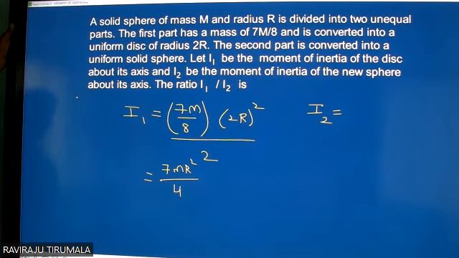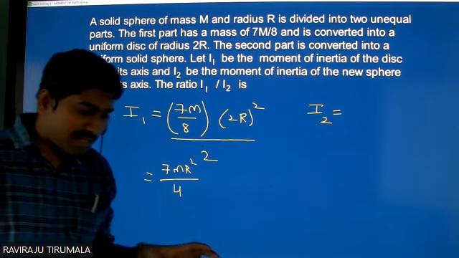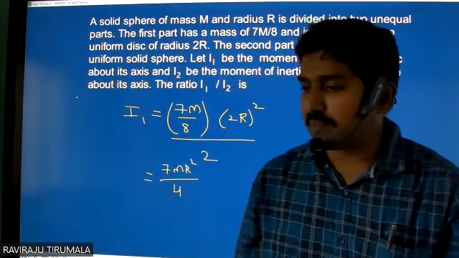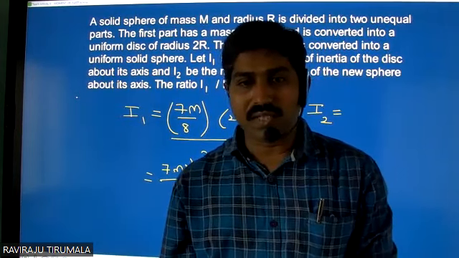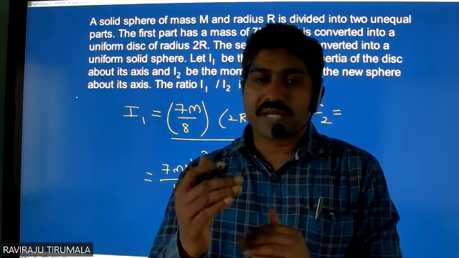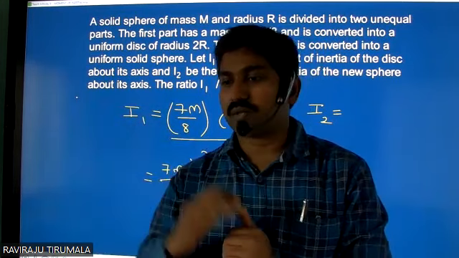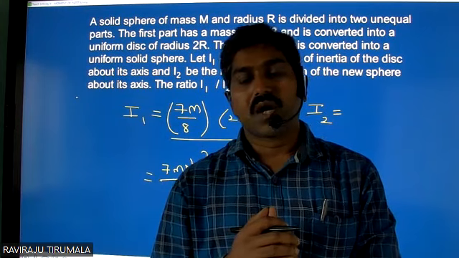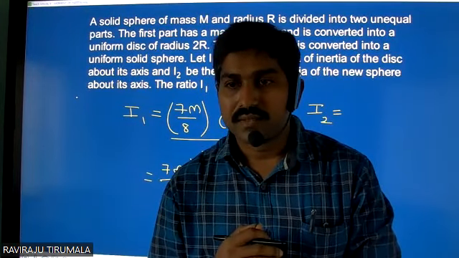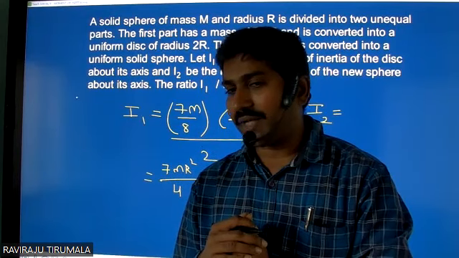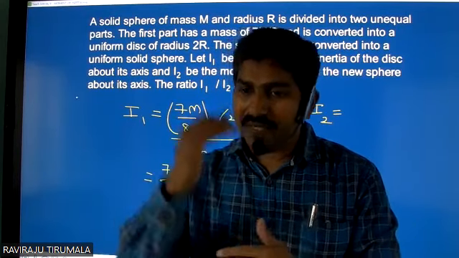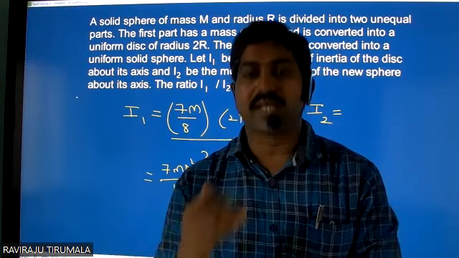The second part is converted into a uniform solid sphere. But the radius was not given, no? See, the radius was not given. So 7m by 8 mass is removed. What is the mass of the remaining part? M by 8 only, no? Okay. If the mass becomes 1 by 8 times and it remains a solid sphere only, then how will the radius change? Volume is equal to 4 by 3 pi r cube. If the mass becomes 1 by 8 times, the radius becomes 1 by 2 times.